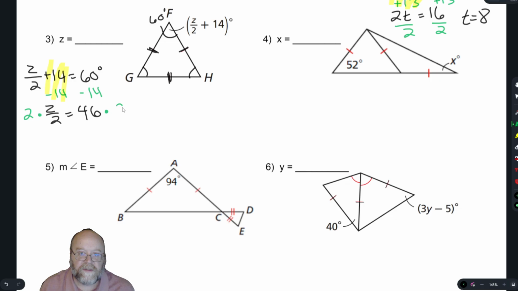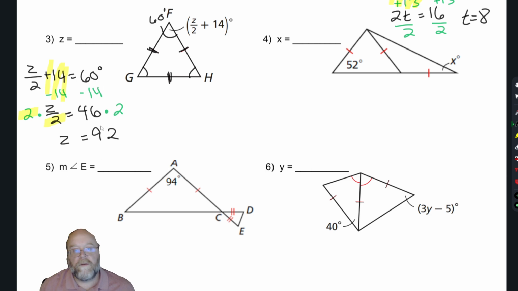Anyways, you got to do it to both sides. Why did I do this? Because it gets rid of this. Z is equal to 92. Seems good to me. It's not 92 degrees, I can tell you that.